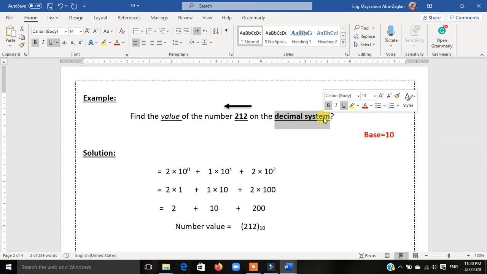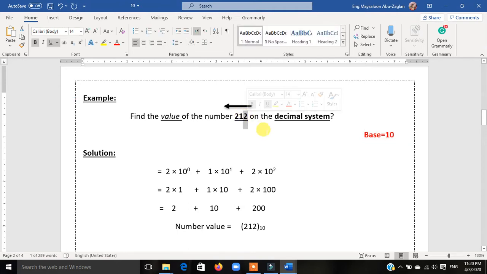النظام العشري, that leads us to use the base 10. البيس للنظام العشري أو الأساس للنظام العشري اللي هو رقم 10. The base for the decimal system is 10. I'm going to start finding the value for the number from right to left.